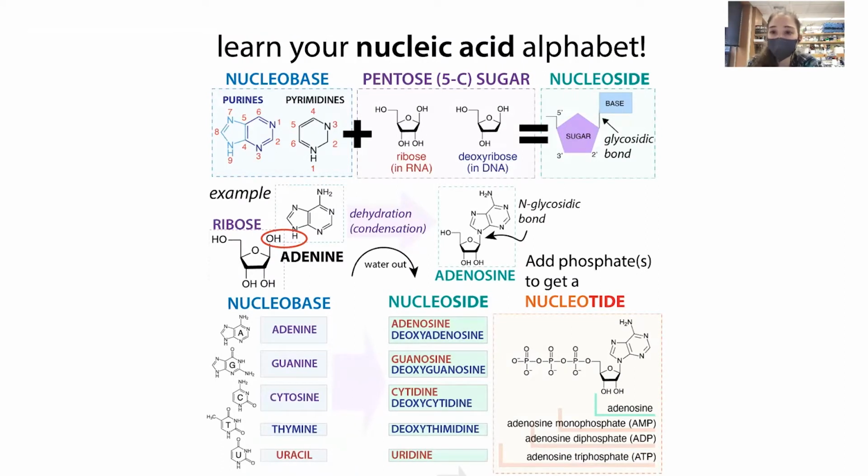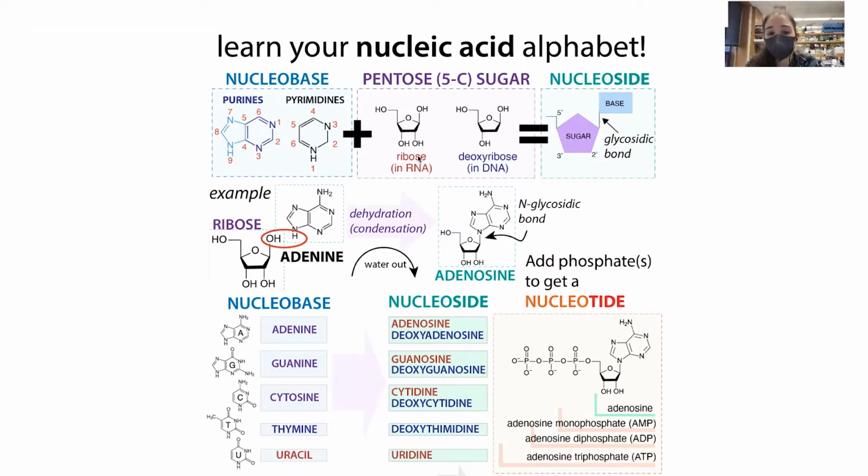So with DNA and RNA, with both of these, you're going to have a nucleobase or a nitrogenous base, plus a pentose, a 5-carbon sugar. When you add these together, you get a nucleoside. So nucleobase plus the sugar is a nucleoside. You can remember S side, S sugar. So when you add a sugar to a nucleobase, you get a nucleoside.